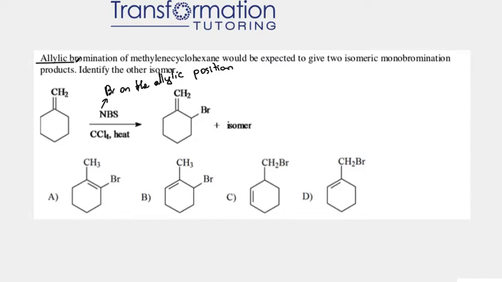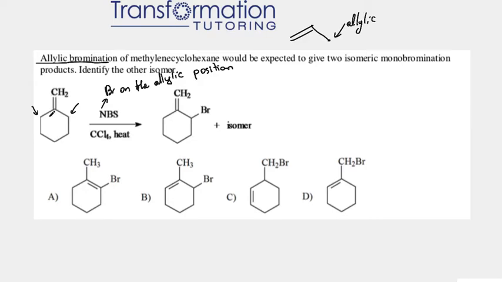They wrote allylic bromination, so they already told you that's what you're supposed to get, and you can also see it in the product. What does allylic mean? When we have a double bond, the carbon next to the double bond, that's an allylic carbon. So NBS adds bromine to the carbon that is one carbon away from the double bond. For example, we have a double bond here, so these two positions are allylic.